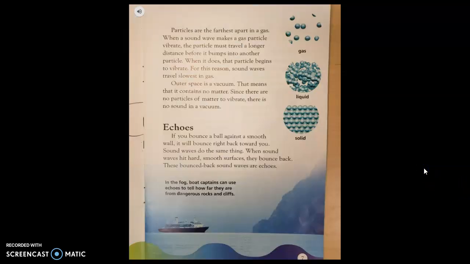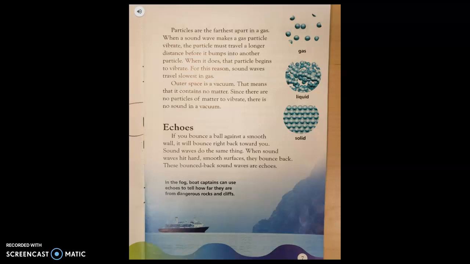Particles that are farthest apart are in a gas. When a sound wave makes a gas particle vibrate, the particle must travel a long distance before it bumps into another particle. When it does, the particle begins to vibrate. And for this reason, sound waves travel slowest in gas. Remember, air is another word for gas.